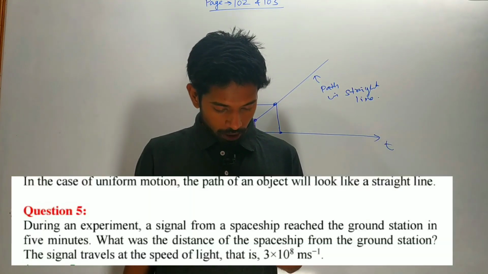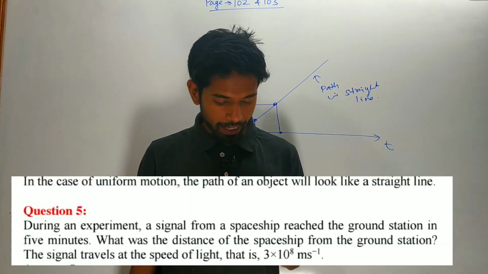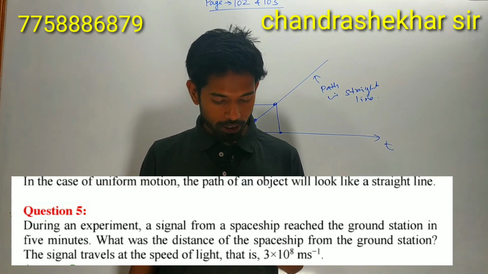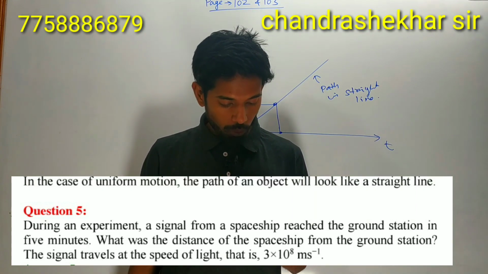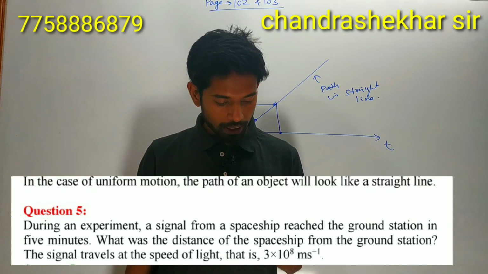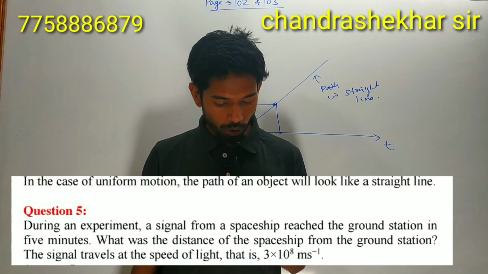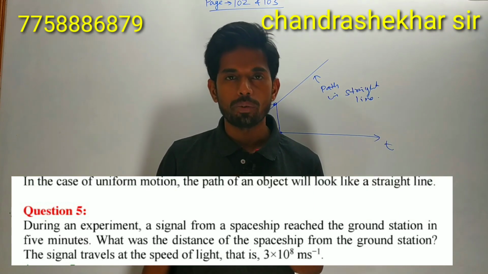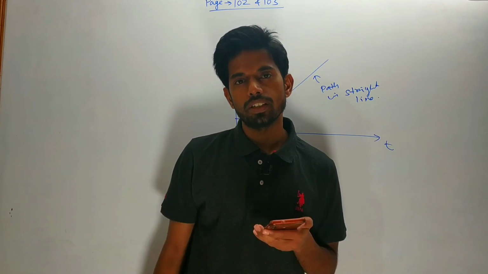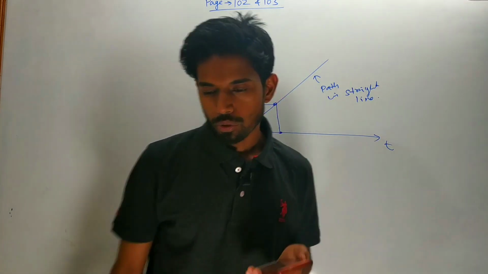Next question. Question number 5. During an experiment, a signal from a spaceship reached the ground station in 5 minutes. What was the distance of the spaceship from the ground station? The signal travels at the speed of light, that is 3 into 10 to the power 8 meter per second. Light is an electromagnetic wave. Its speed, the speed of light, is 3 into 10 to the power 8 meter per second. So how to solve this question?